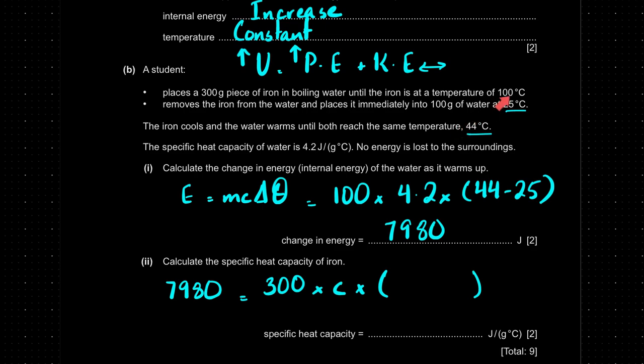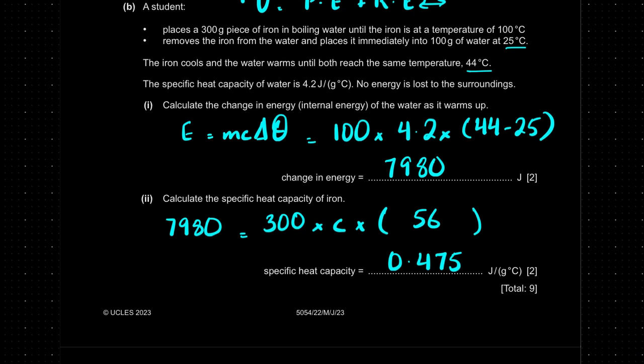Usually I would do final minus initial, 44 minus 100. But to make this turn out to be positive, I'm going to do 100 minus 44, which is 56. So 7980 over 300 times 56 turns out to be 0.475 joules per gram per degree Celsius.